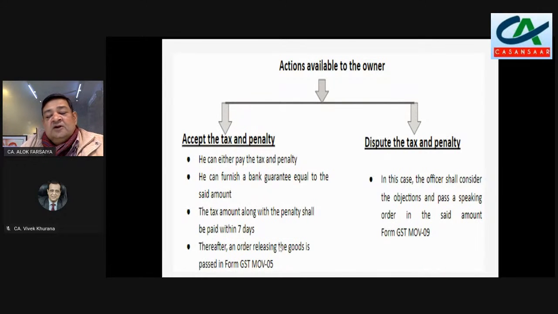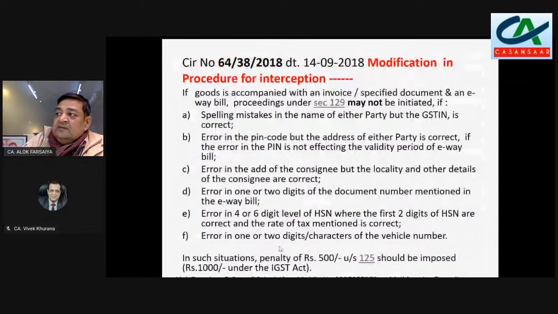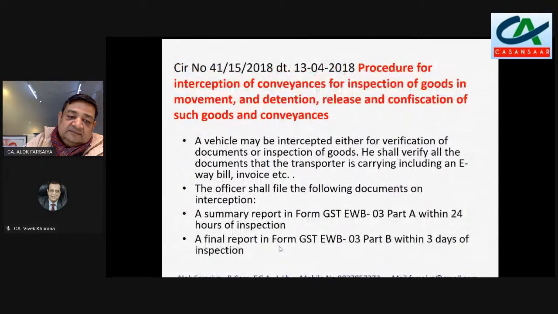Now, friends, with these sort of errors, if the goods are stopped, sir, let us go back a little, Rajesh ji, to the slide of circular number 41. Yes.